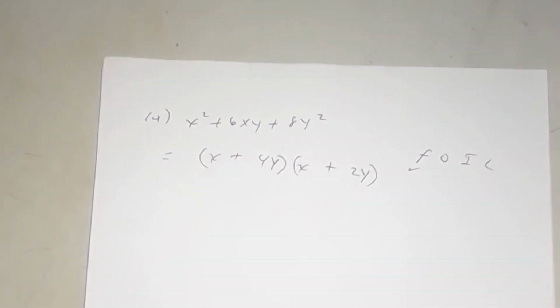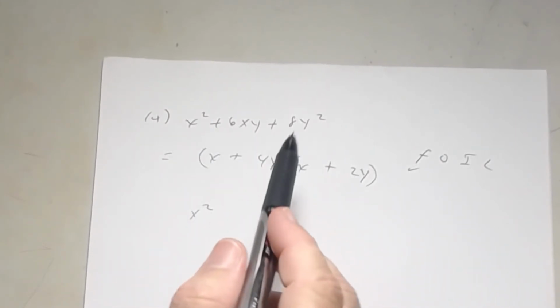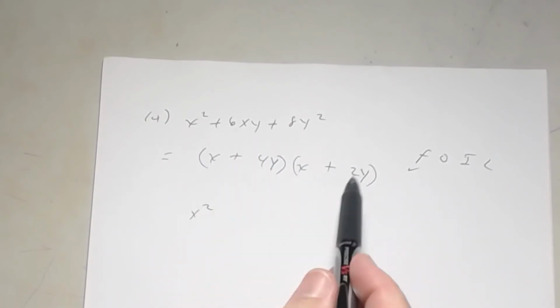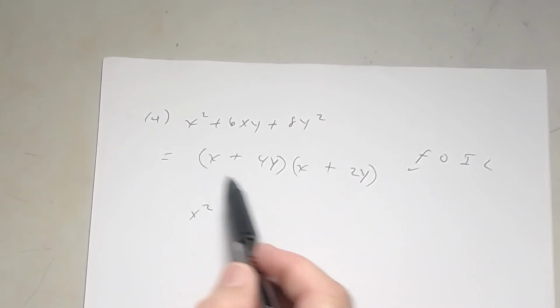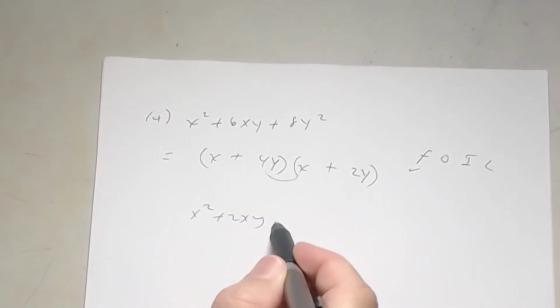But check. Don't think it's correct. You gotta check. FOIL. Okay. First times first, x squared. The outer, you don't stop and think. What's the outer? 2xy. What's the inner? 4xy. Yeah, put it in alphabetical order.